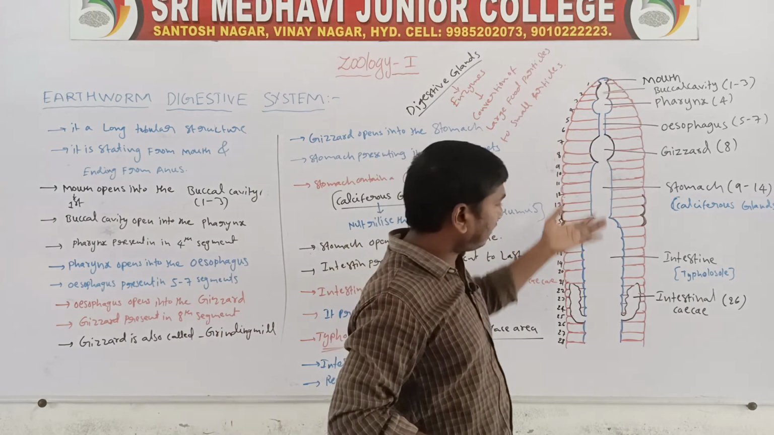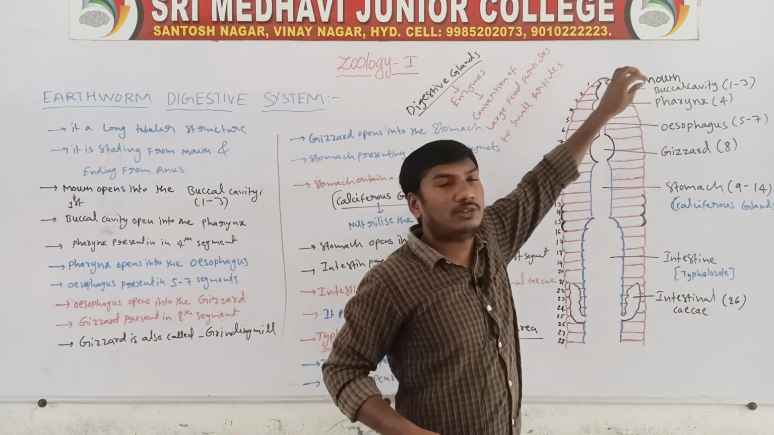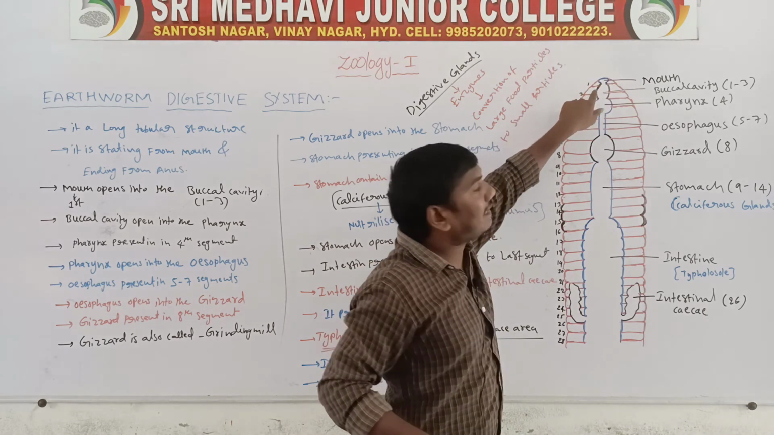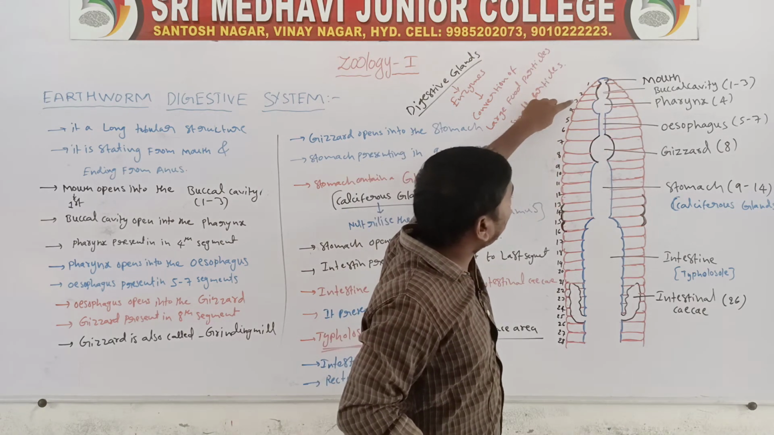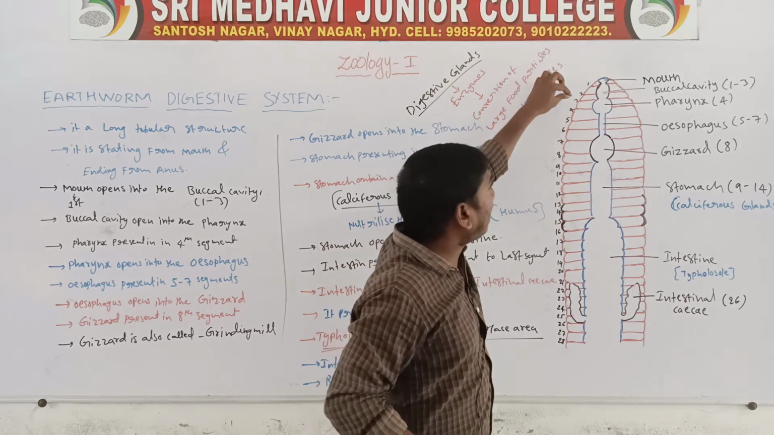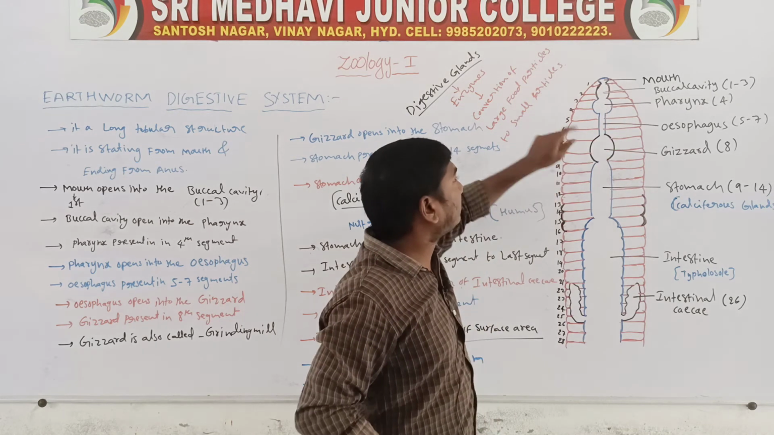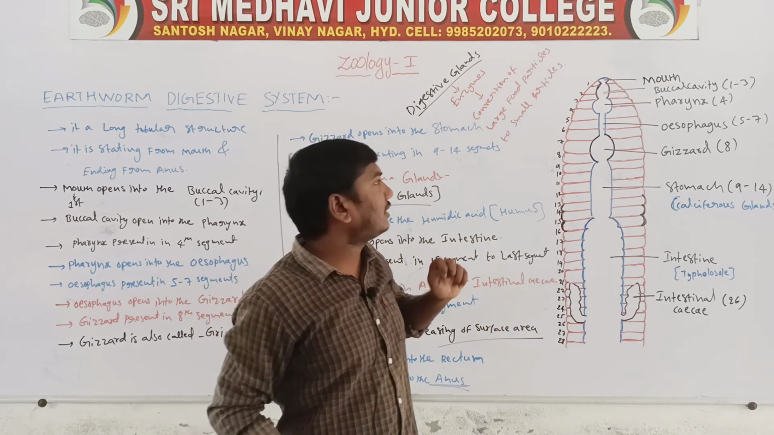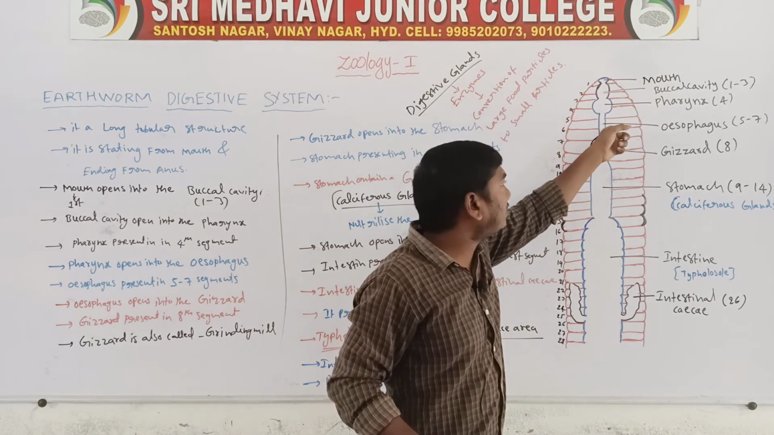Next, see the diagram of the earthworm digestive system. The first segment presents the mouth. The mouth opens into the buccal cavity, which is present from the first segment to the third segment. The buccal cavity opens into the pharynx, which is present in the fourth segment. The pharynx opens into the esophagus.